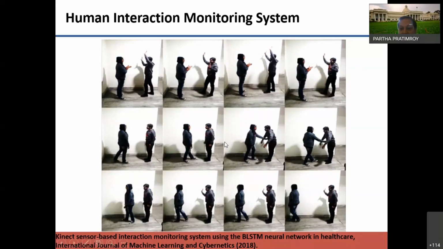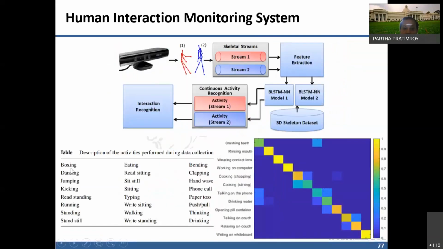Two persons at an ATM: if there are two persons, they may be fighting together, or they may be friendly. How do you want to monitor them? What activities are they doing? For example, they are boxing, dancing, jumping. These kinds of exercises, these different group activities, are there.